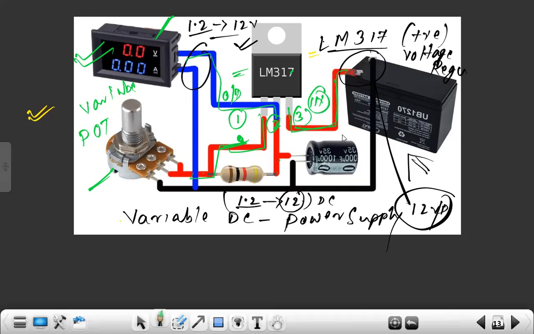Here the DC source comes in through this battery or DC source, and we will be able to get an output varying from 1.2 volt up to 12 volt DC, or maybe up to 11 volt DC. If this source is 12 volt, that means the battery is 12 volt, then we will be able to get between 11 to 12 volt DC as output, from 1.2 volt, maybe 1 volt.